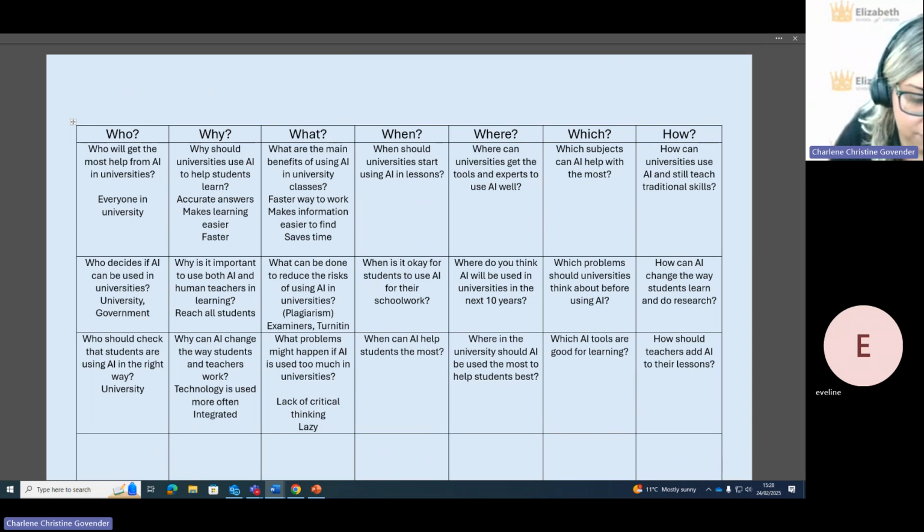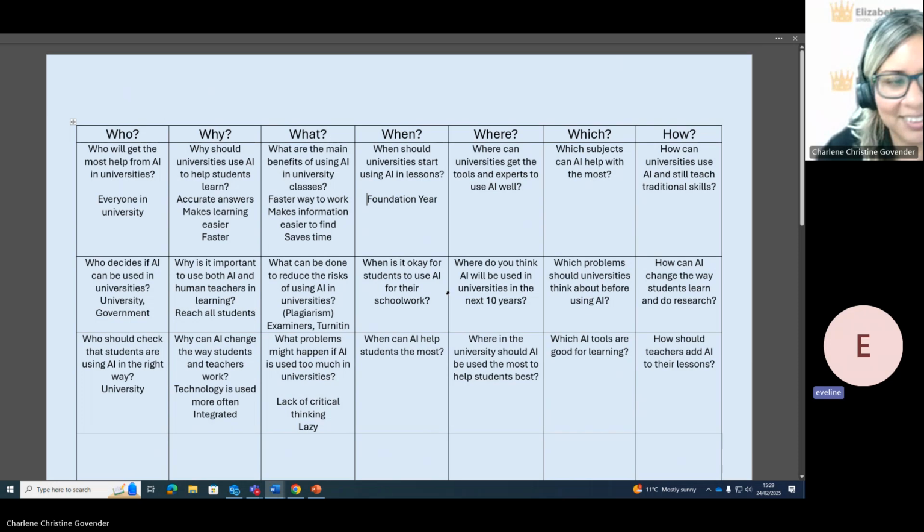I think foundation. Oh, it's good to start from foundation. I think it's good because in your foundation year, you're still learning, you're still making mistakes, and everything is new. We don't know many things. We are lost. So of course, if it helps you, why not? I would say right off the bat. Okay. Now, next question.